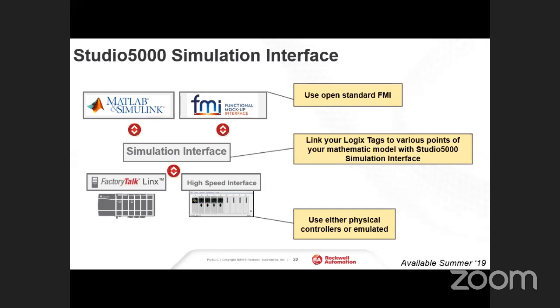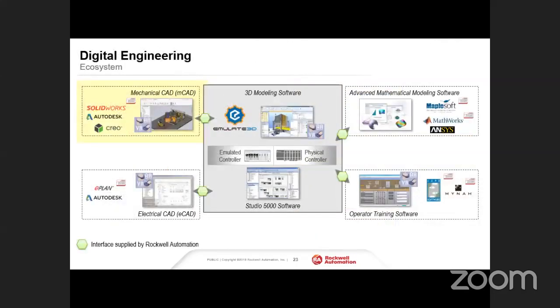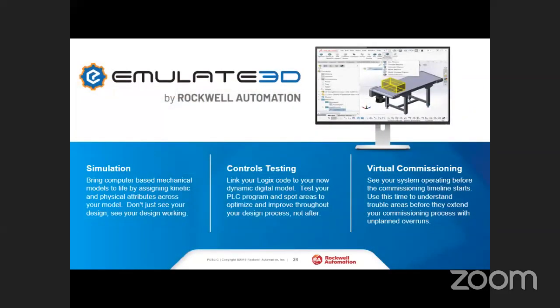So simulation interface, part of Studio 5000, is launching this summer, but that's that link. If anyone has mathematical models that they're trying to simulate an environment, now link it directly to your PLC logic. So the final piece here that we're going to talk about with Studio in version 32 is that upper left piece here. So SolidWorks, Autodesk, and Creo, your mechanical CAD packages. That is where, if you've seen the press release or some of the early documentation, maybe you're even a user, but that's what Emulate 3D does.